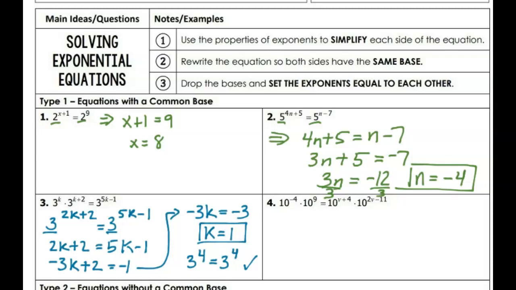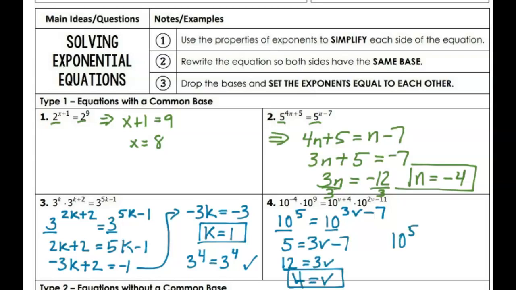On the fourth example, we have to do a little bit of work on both sides. Notice that they're both bases of 10, so that's okay. So we're just going to add exponents here. And if we add exponents, then notice that we can just set 5 equal to 3v minus 7, and then we can go ahead and solve for v. And again, if we check and see if v is equal to 4, that's going to give us 10 to the 5th power on both the left side and the right side, and those two are equal. So we've got a match here.